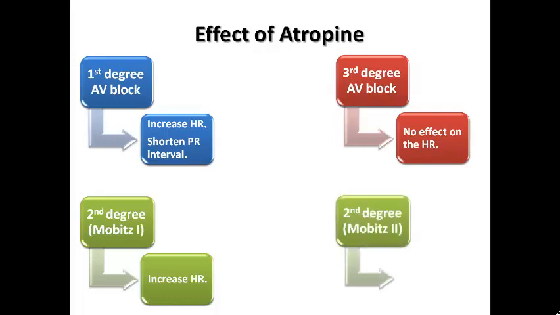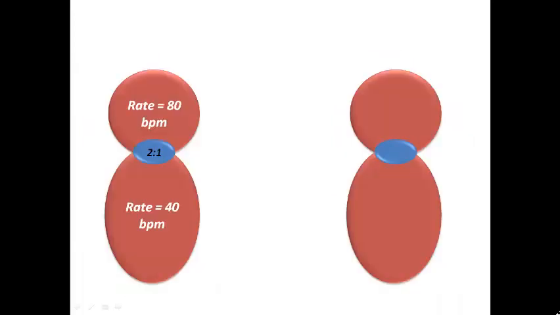But in Mobitz type 2, we find a strange result, which is paradoxical slowing of the heart rate. So I think this one is the most weird answer. Why does atropine cause paradoxical slowing of the heart rate, although atropine is an anticholinergic medication that should increase the heart rate because it is a parasympathetic blocker? And the answer is simple.